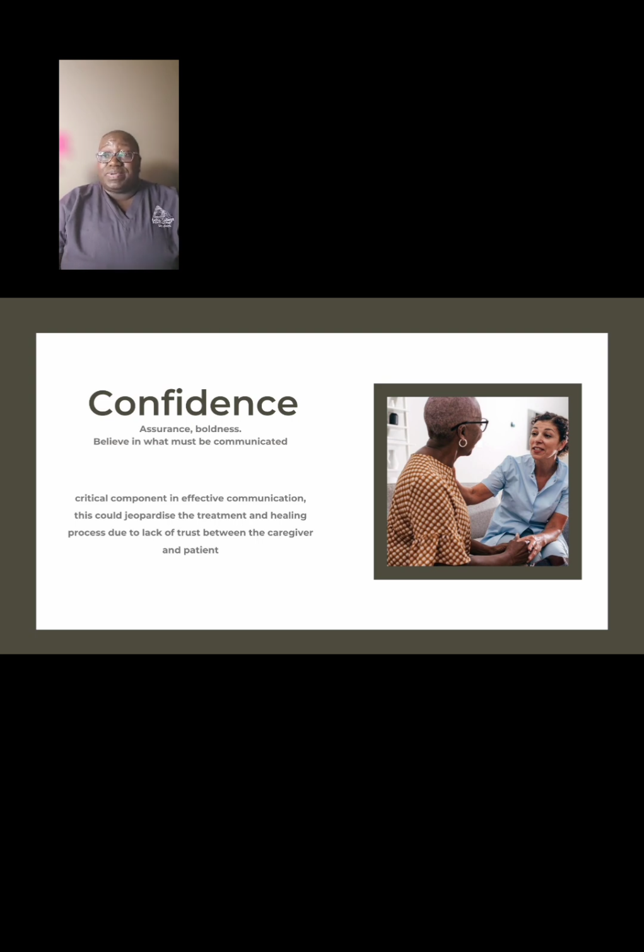This could jeopardize the treatment and healing process due to lack of trust between the caregiver and the patient. So you want to make sure that whatever you're conveying to the patient, whatever you're telling the patient or the family members or your coworkers, you want to make sure you have confidence in saying that.